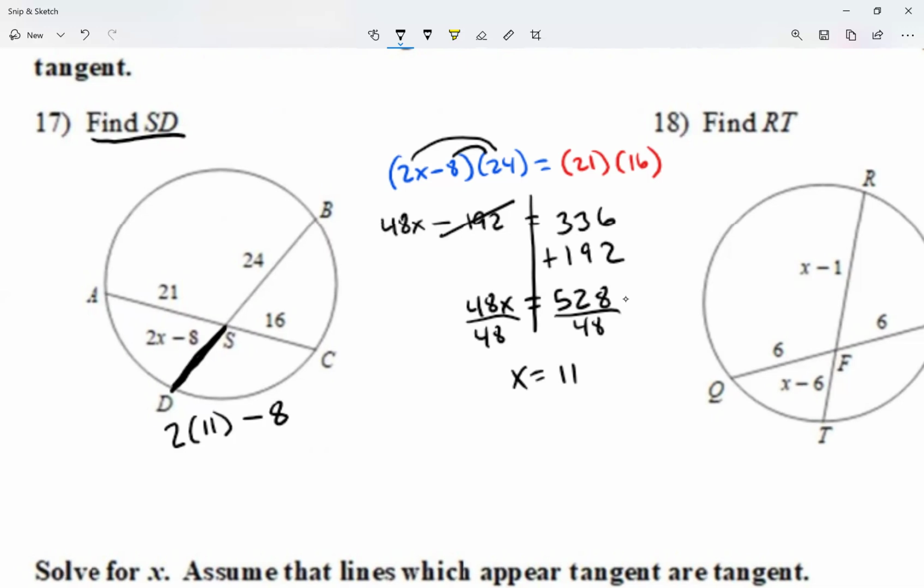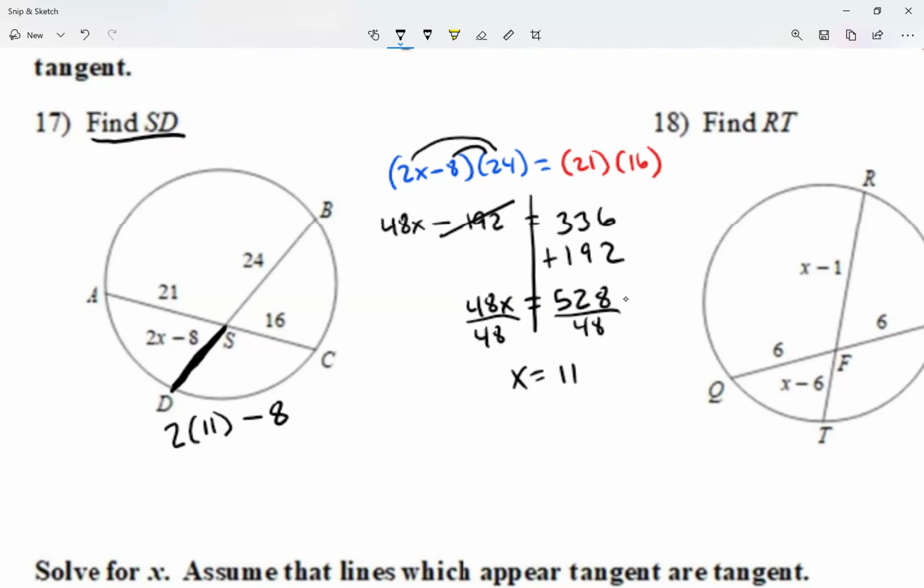Like I said, I wrote 2x minus 8, but instead of x, I wrote 11 because I know the value of x. This is the reason why I had you, to begin with, solve for x. Then we went back to the instructions. The instructions were not solve for x. It's find the length of a segment, but I need the value of x.